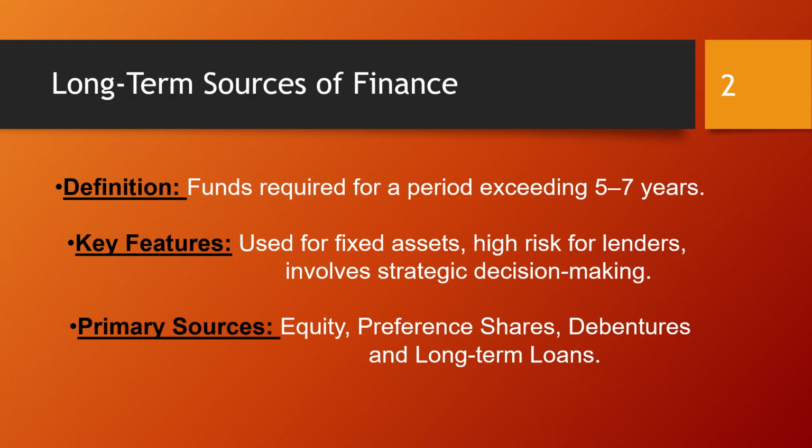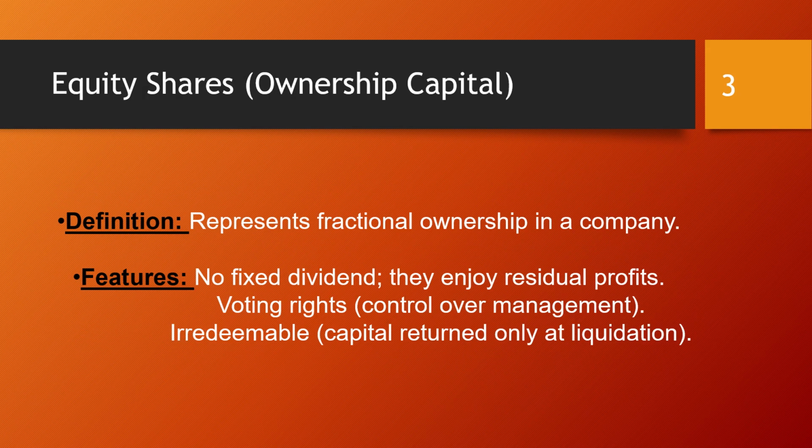So, we will discuss one by one the long term sources of finance. The first one is the equity shares. The first long term source of finance is the equity shares, generally called the ownership capital. Equity shares represent ownership in a company. Equity shareholders are the real owners of the business. When a person buys equity shares, he or she becomes a part of that company, called a part owner.